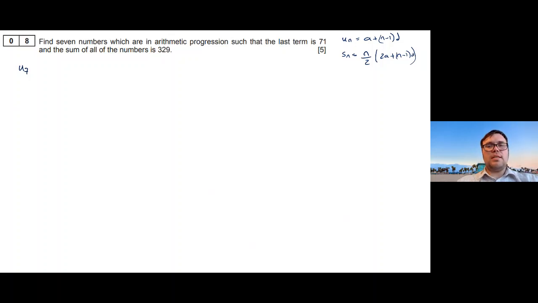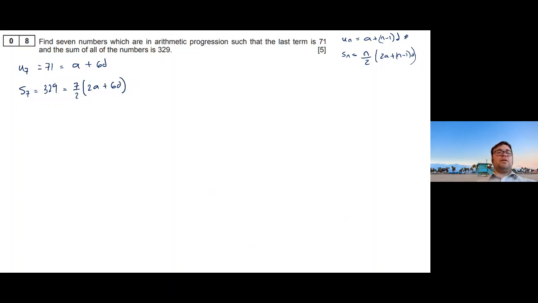So we have been told, find 7 numbers which are in an arithmetic progression, such that the last term, the 7th term, is equal to 71, which is the same as, if we use this one here, a, we don't know the first term, plus 6d, because obviously 7 minus 1 d, is equal to 71. And we're told that the sum of those numbers, so S7, is equal to 329. So again, it would be 7 over 2 times 2a plus 6d. And then we go from there.